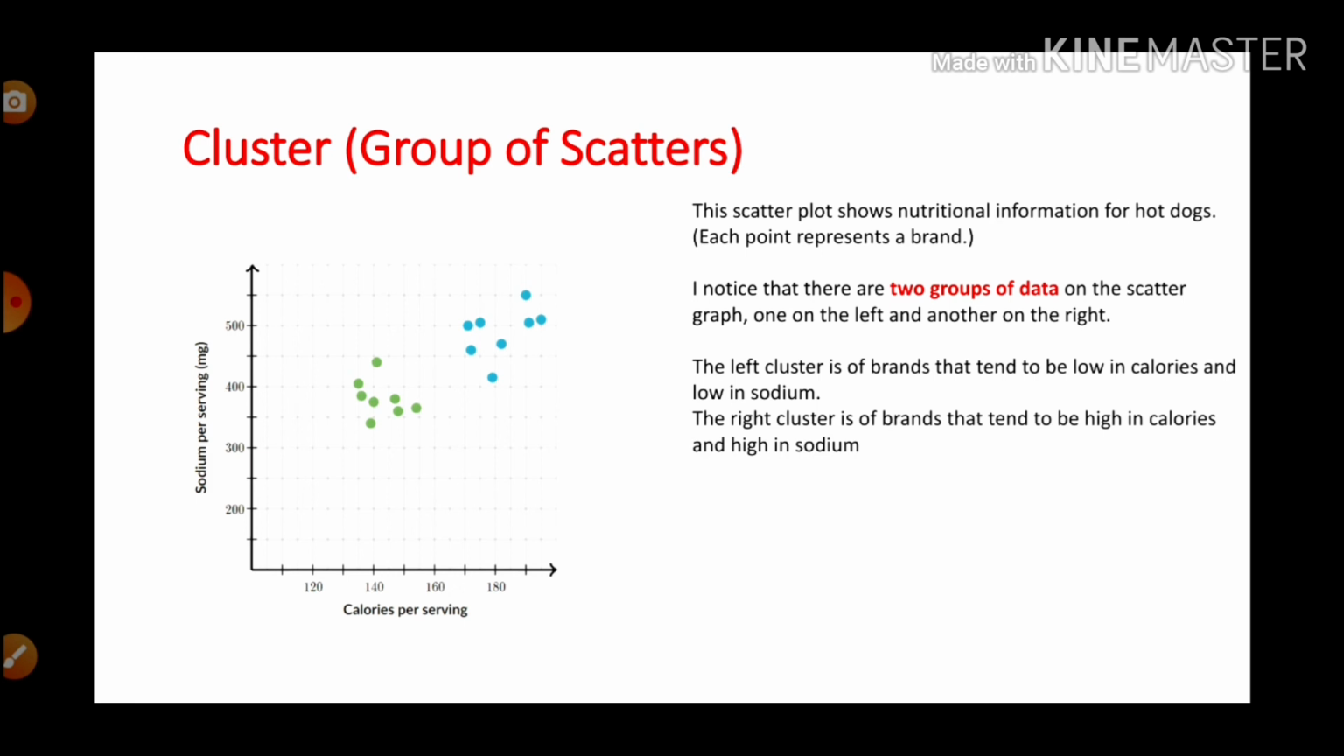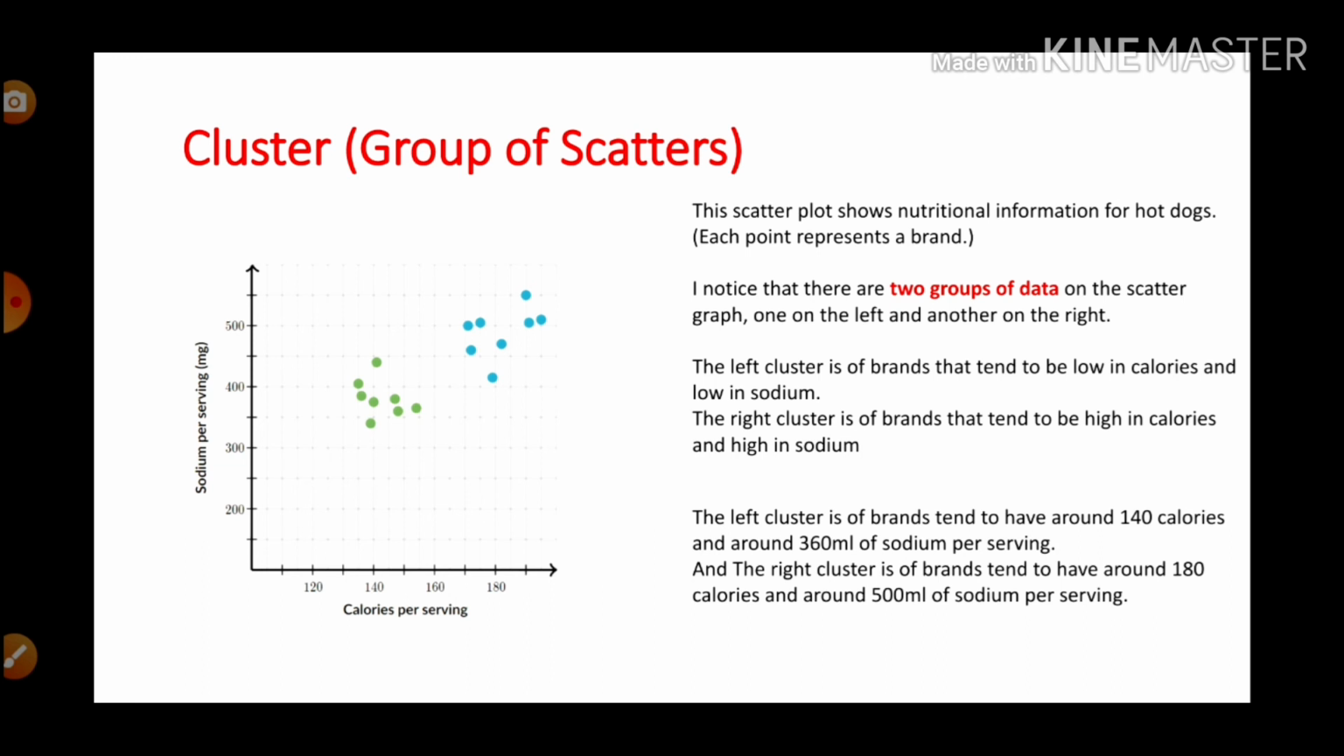Next, what do you need to do? Obviously, I need to include some values, numerical terms, okay? The left cluster tends to have around 140 calories and around 360 sodium per serving, whereas the blue ones on the right cluster have around 180 calories and about 500 milligrams of sodium per serving. Next, obviously you need to give some insight, which would also pull you up to excellence.